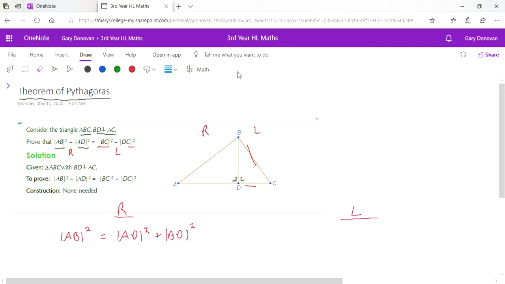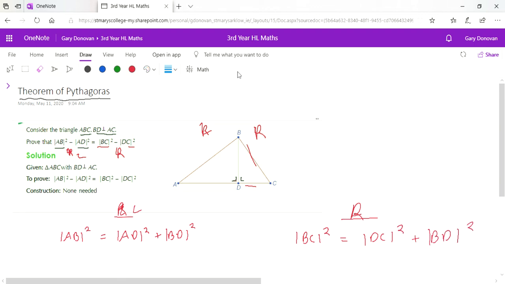And we can write down a similar expression for the left hand side. Oh, I got my left and right mixed up. That's left, that's right, that's left, and this is right. So on the left hand side then we can do something similar. We can say, well, BC squared, which is the hypotenuse of the left hand triangle, is equal to DC squared plus BD squared.